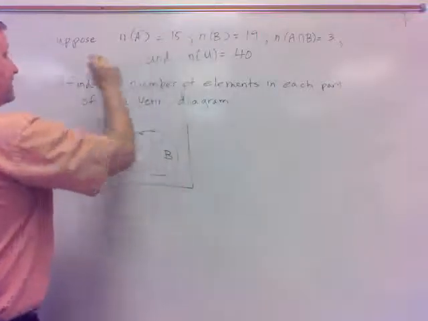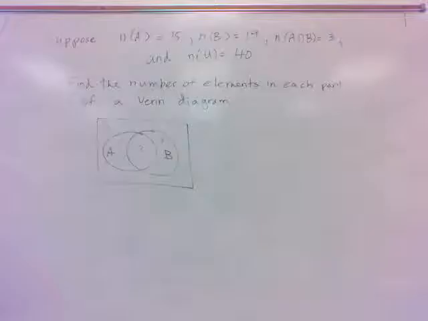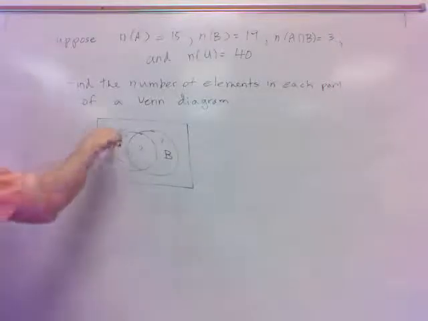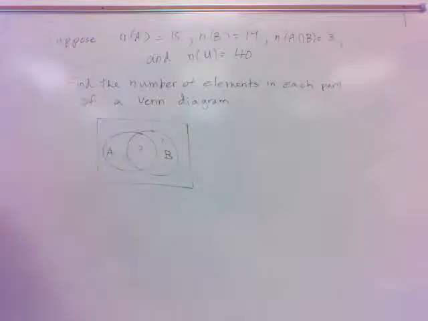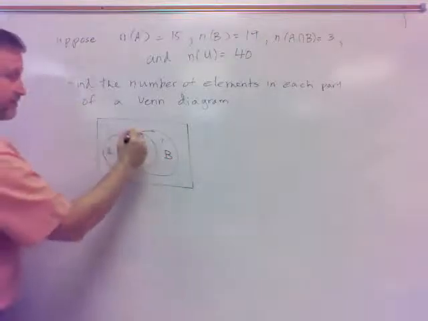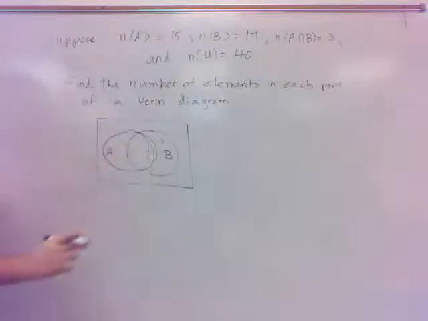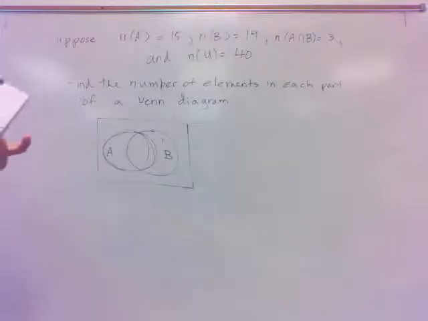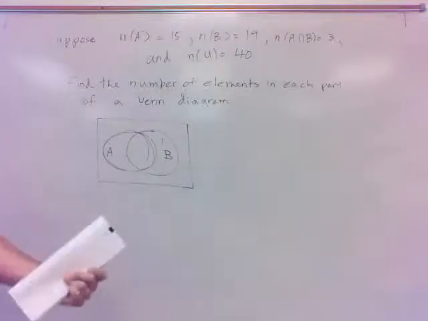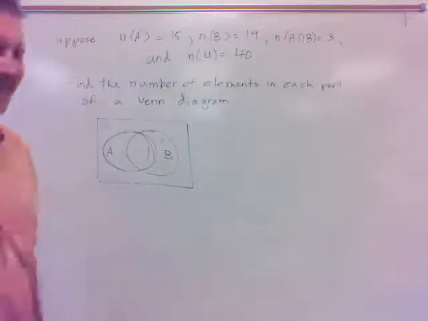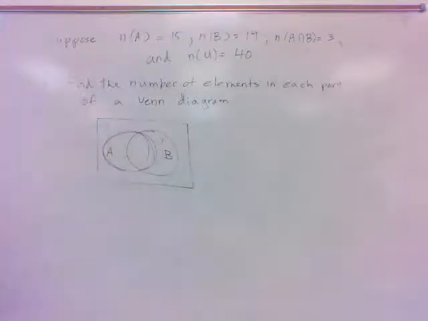Let's think about it, though. The number in A is 15. That tells me the total in the A circle is 15. 15 elements don't go right here, because why? Well, A is comprised of two parts. It's this part and this part. So all I can say from the number of A being 15 is that those two parts add up to be 15. And I can add up to be 15 a lot of ways: 13 and 2, 10 and 4, or 10 and 5. All right, so I can't very well use that yet.